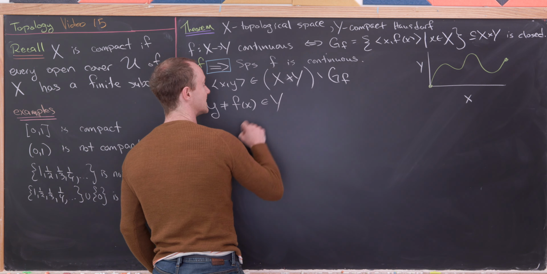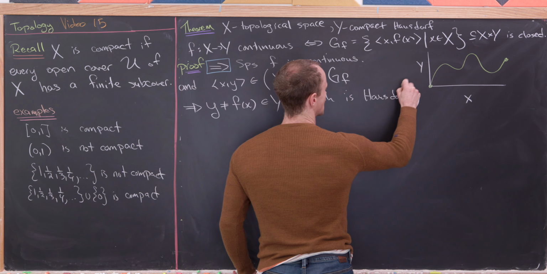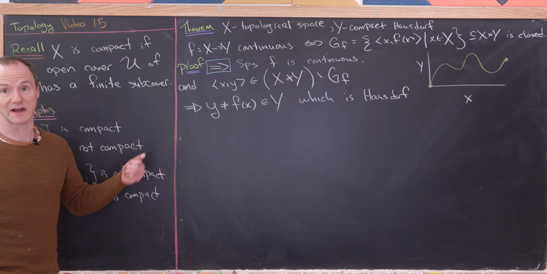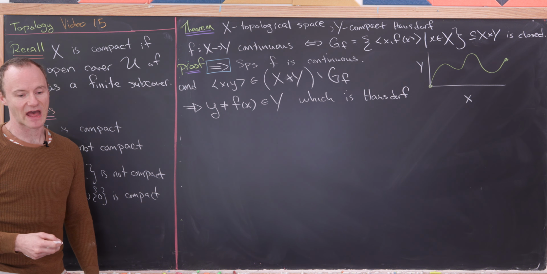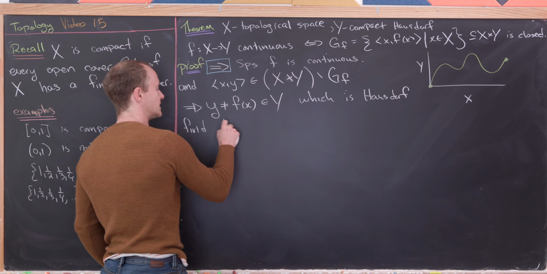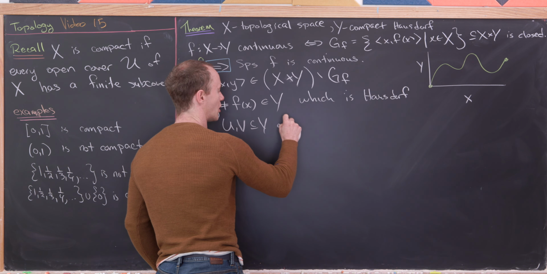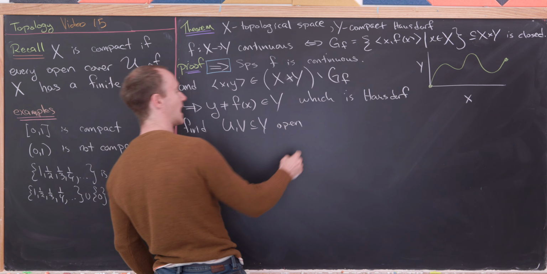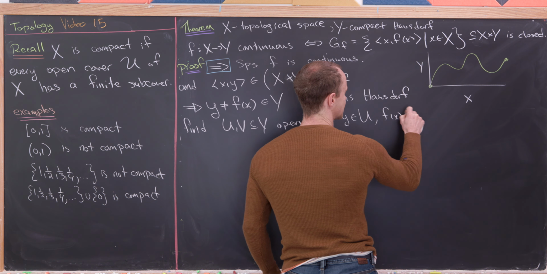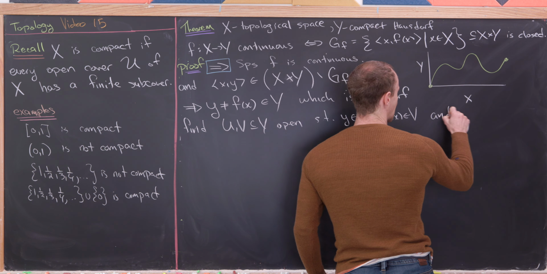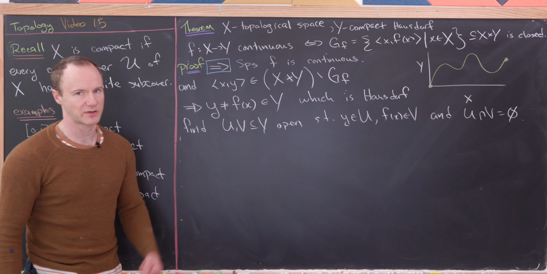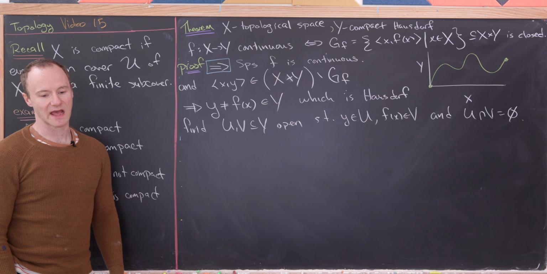But then both of these are inside of Y, which is Hausdorff. And now this is an important thing. We've got 2 points that are not equal. So in other words, we've got 2 distinct points inside of a Hausdorff space. So what does that mean? That means that we can find something that I'll call U and V, which are open subsets of Y, such that maybe y is inside of U, and maybe f of x is inside of V, and we know that U intersect V is empty. Okay, anyway, we just applied the property of Y being Hausdorff.